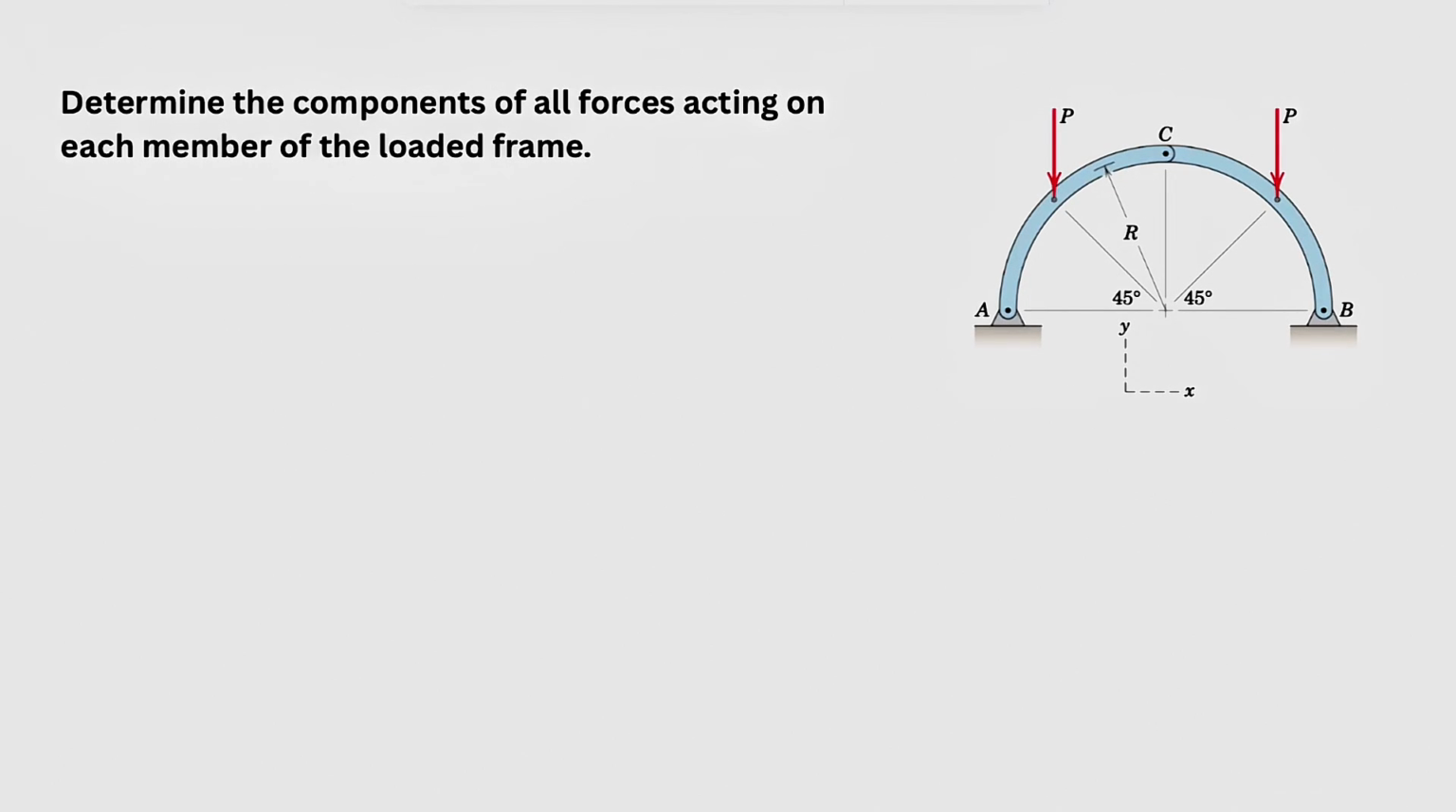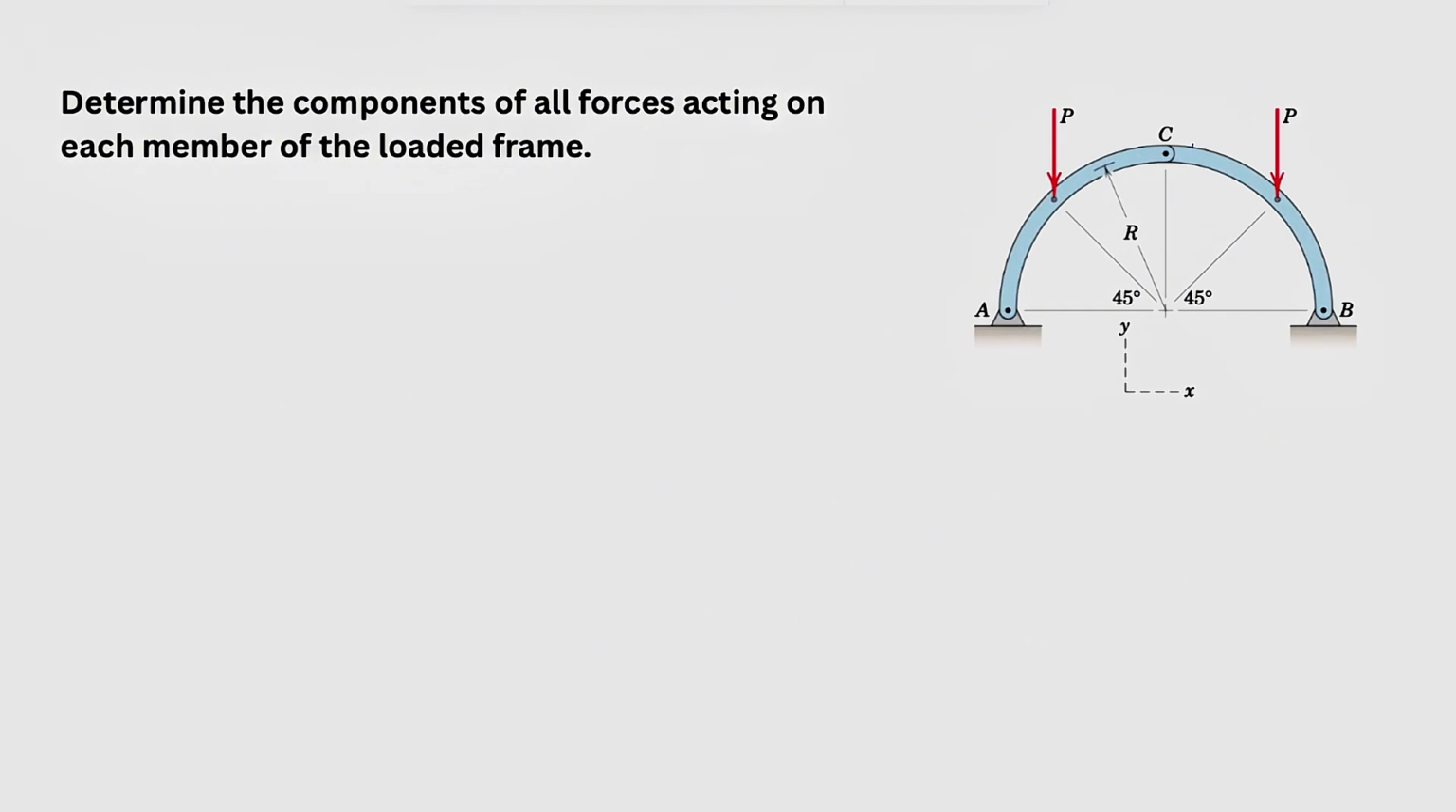Alright guys, we're going to be solving another question from the fourth chapter of the Meriam textbook, Engineering Mechanics. In this one, we need to determine the components of all forces acting on each member of the loaded frame. So as always, we're going to start with the free body diagram of the whole structure.